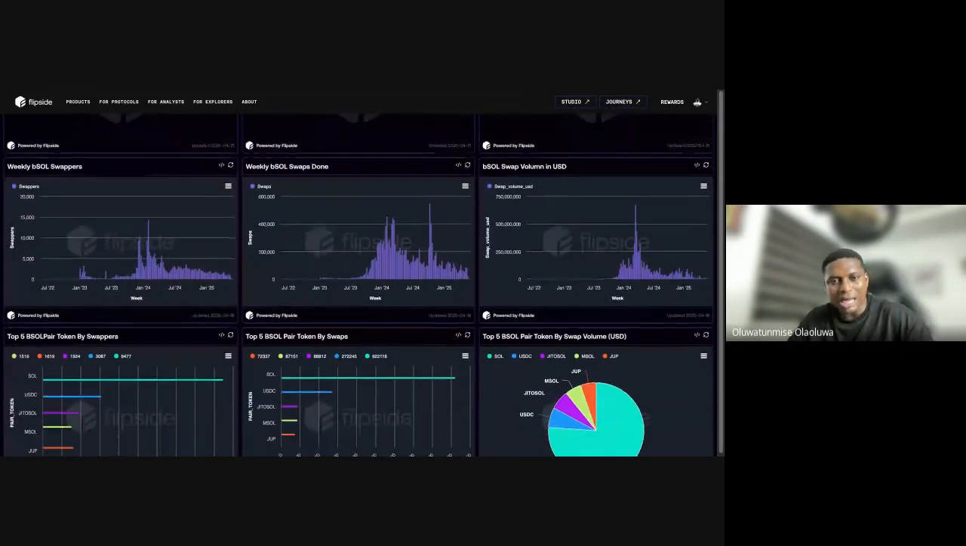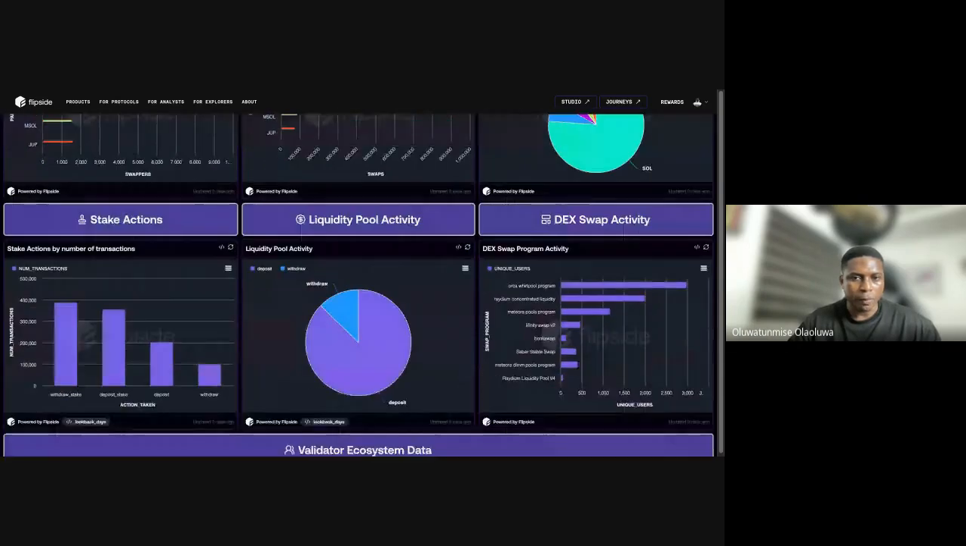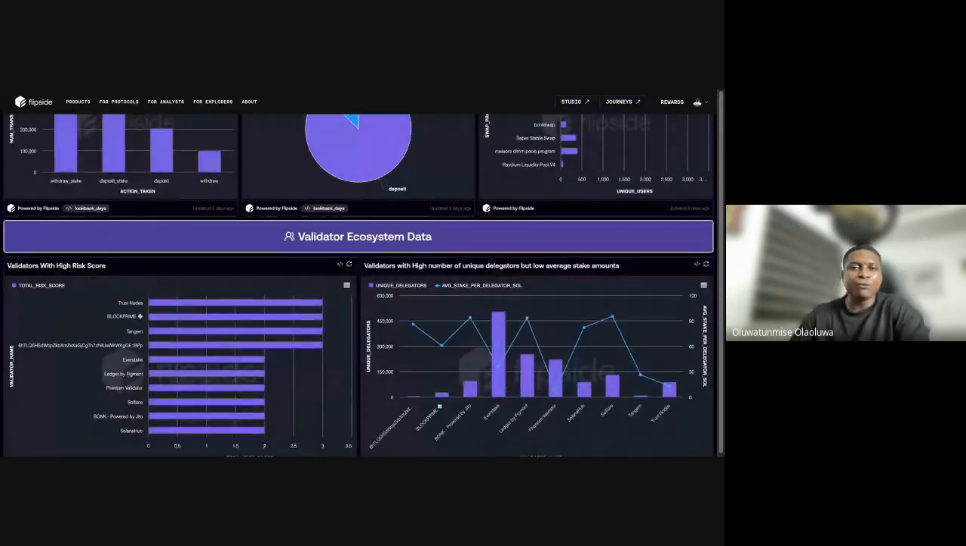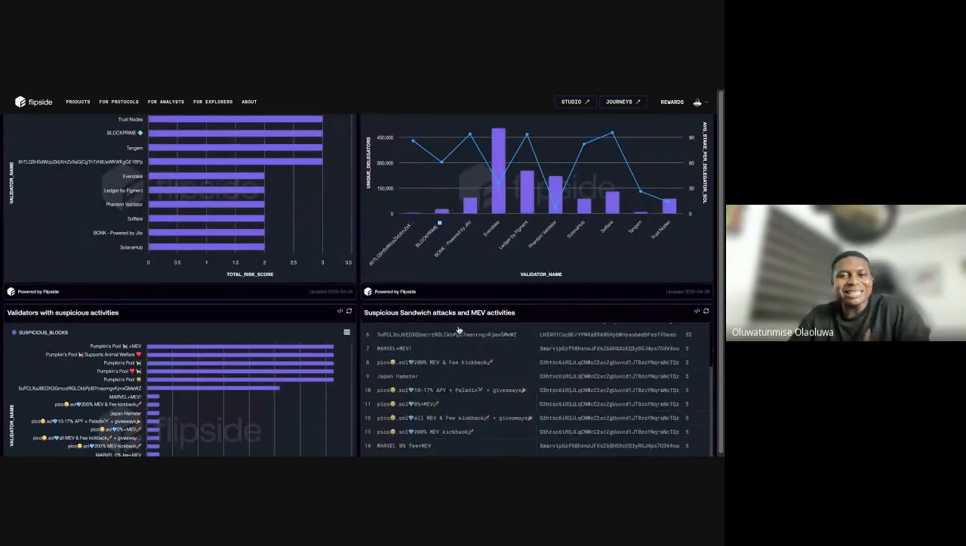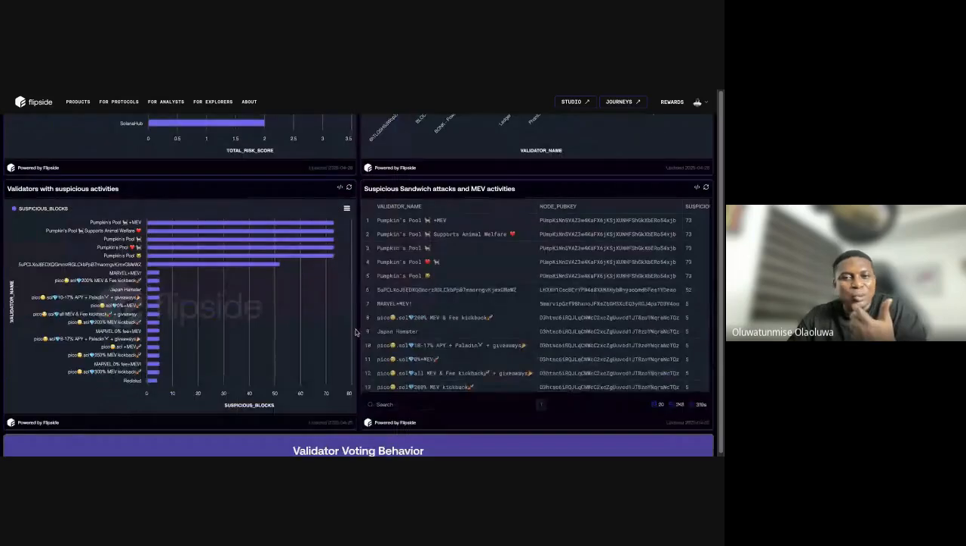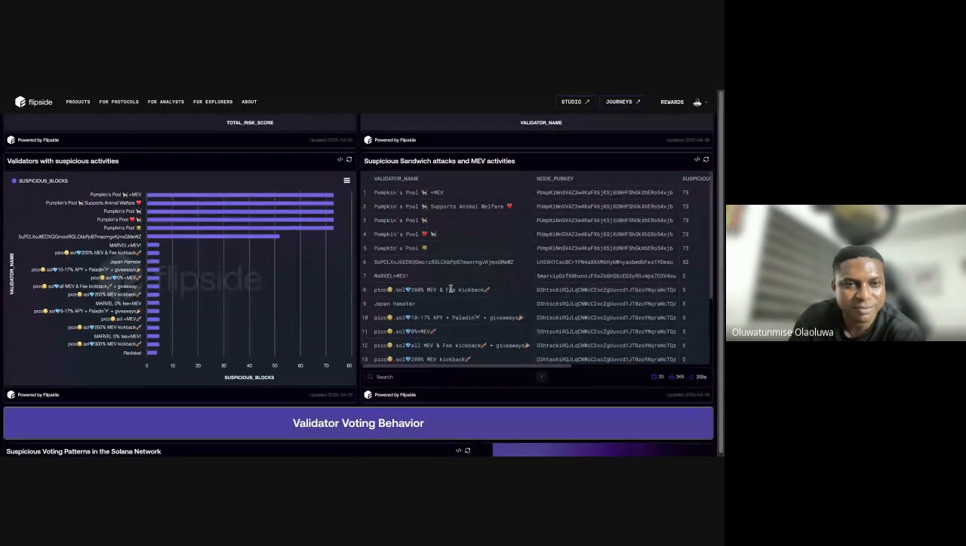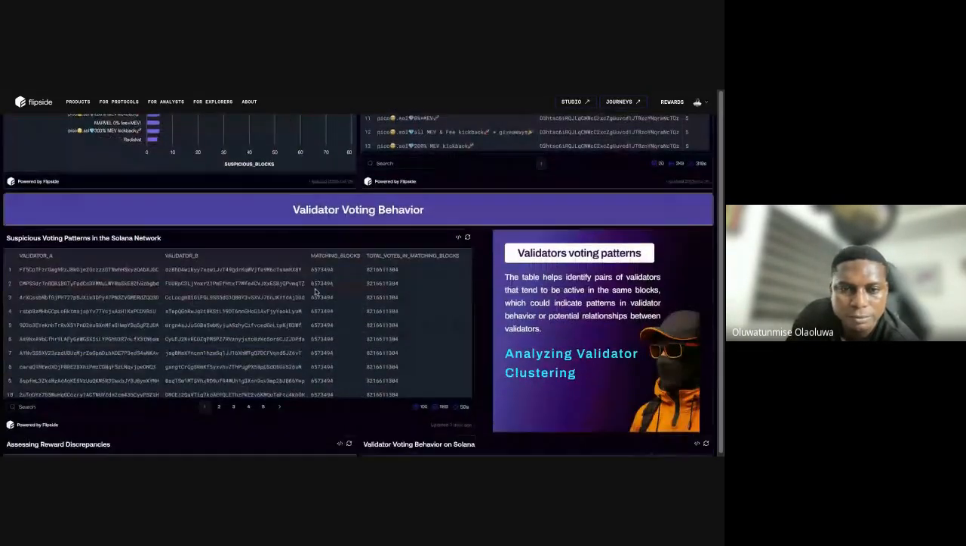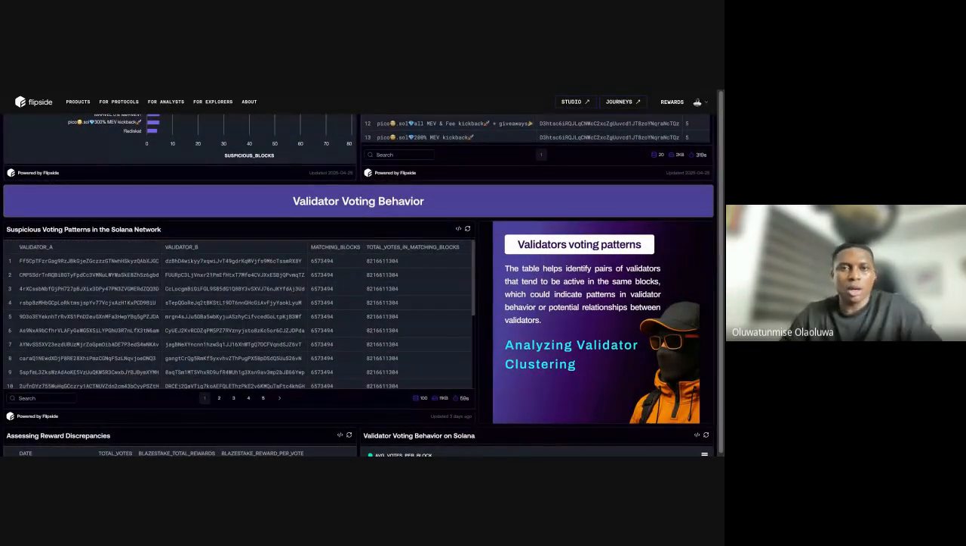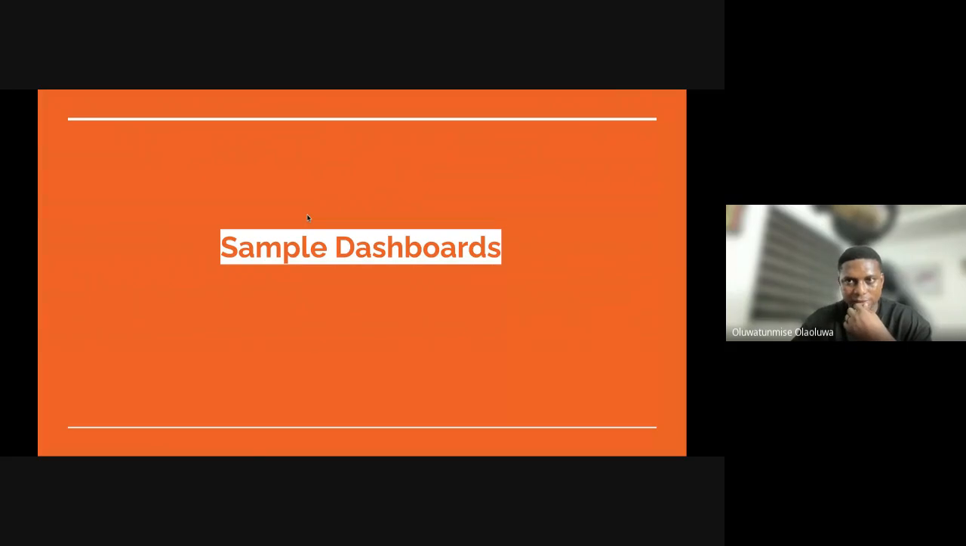All right, look at these beautiful dashboards. And these are dashboards that if you want to apply for jobs within the crypto space, they ask you for your portfolio. These are the kind of dashboards that you will get to build and showcase as what? As your portfolio. And that is all when it comes to dashboard samples. Then what's next?